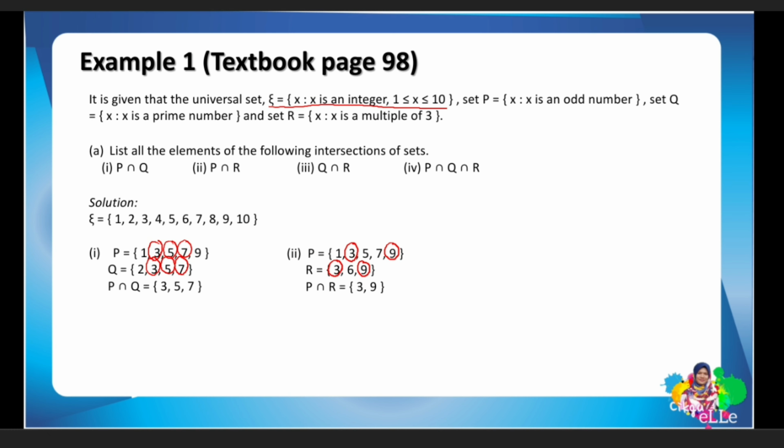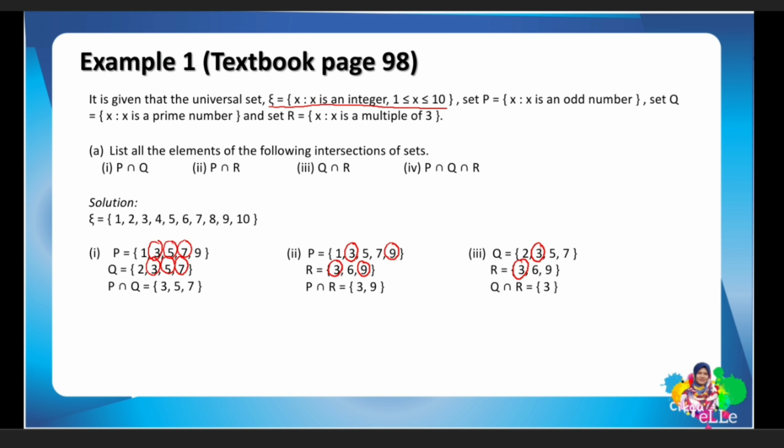For question 3, Q intersection R, you list all the elements of set Q and elements of set R. Then identify the common elements for set Q and set R. Q intersection R is only one element, which is 3.